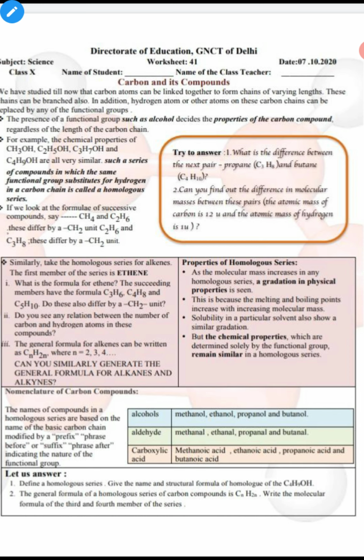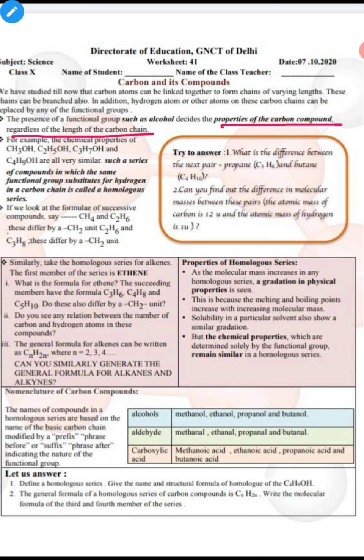In addition, the hydrogen atom or other atom on these carbon chains can be replaced by some functional group, right? In all these carbon compound chains, if hydrogen is replaced by another atom or functional group, then the properties are based on the presence of that functional group, such as alcohol, which decides the properties of that carbon compound, as I told you, regardless of the length of the carbon chain.